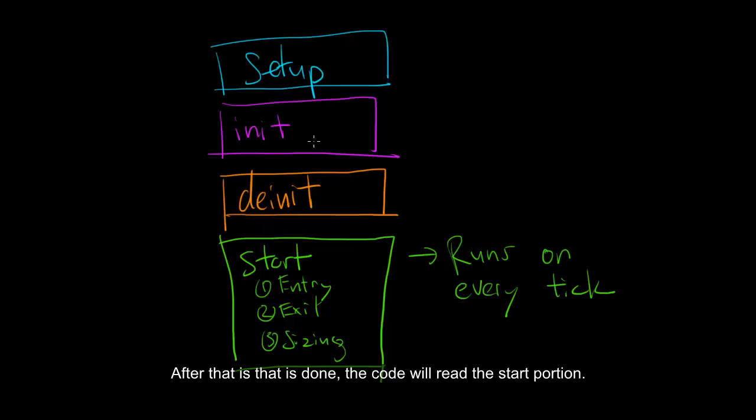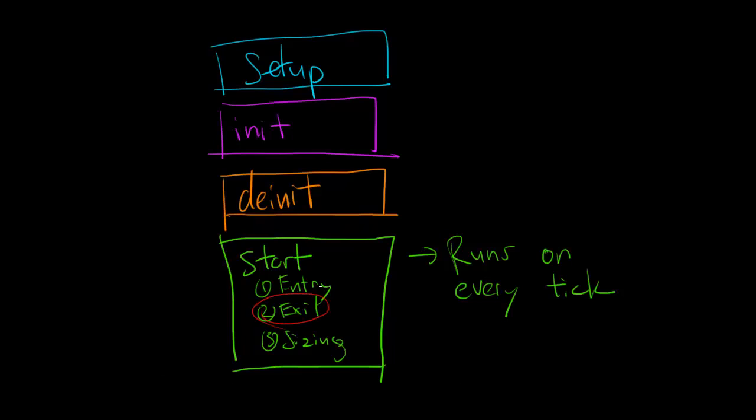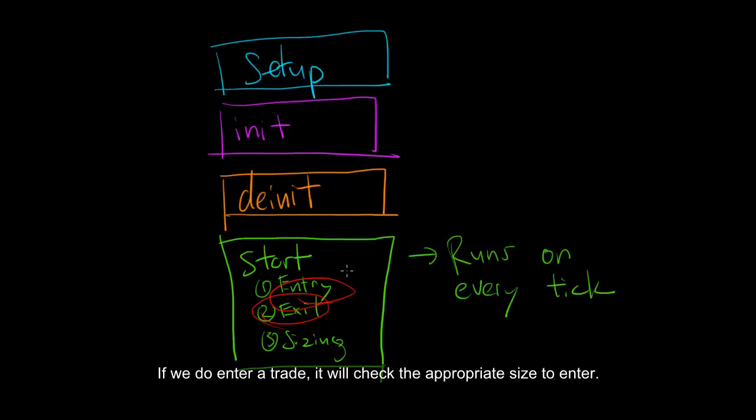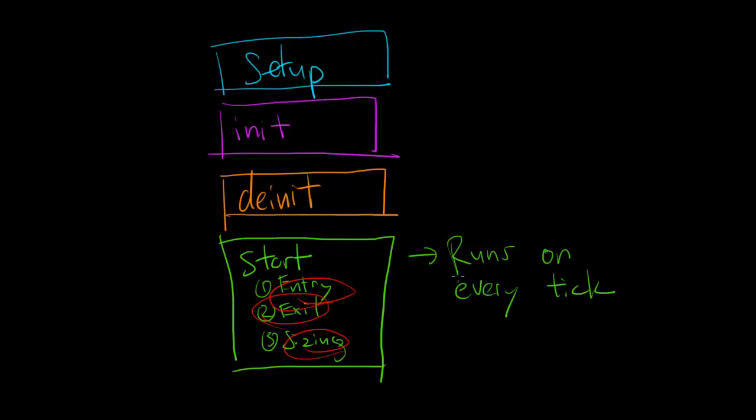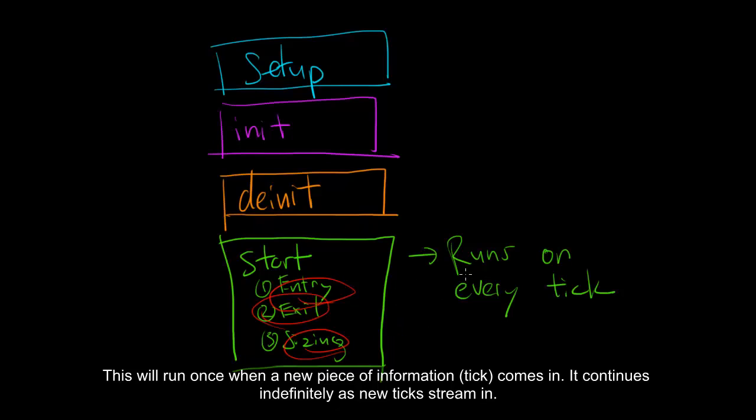After that is done, the code will read the start portion. The first thing that the code will do is to check for any positions to be exited. After which, it will check for any possible entries. And if we do enter a trade, it will check what is the appropriate size to enter. So this will go on and on and on every time a new piece of information comes in.